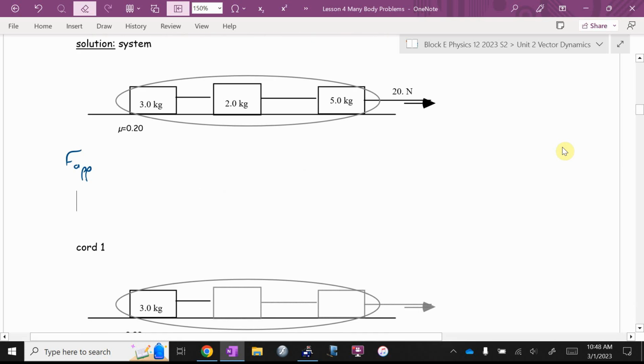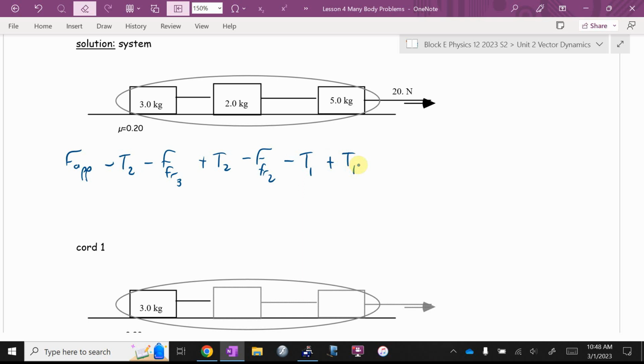Okay. Who's winning? Walk along the rope. Then what? I think we have minus tension 2, yes? Minus friction force 3. And then plus tension 2. Minus, isn't it minus tension 1? And then plus tension 1. Minus, did we miss any? What's that going to equal? M all A.